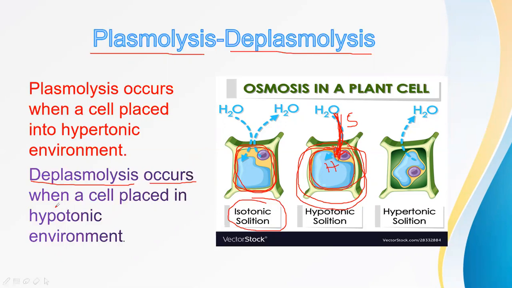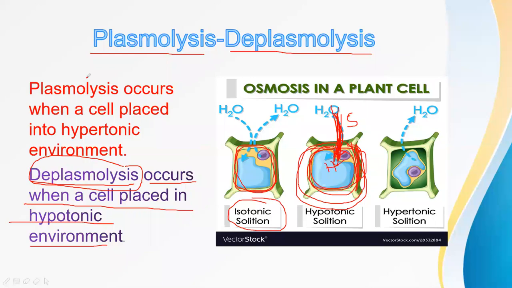Deplasmolysis occurs when a cell is placed in a hypotonic solution, means when you drop a cell in the hypotonic solution, the water will enter inside the cell. Due to the excess of water inside, the cell will swell and finally the cell will explode or the cell will die because of the breakage of the cell wall and the cell membrane. So this process we call deplasmolysis.